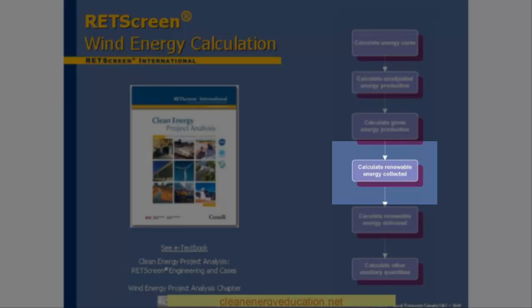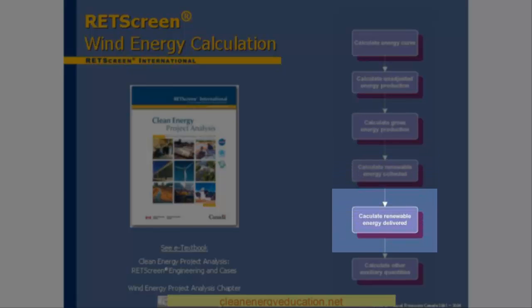Fourth, RETScreen revises the estimate of the gross energy production to account for losses due to the turbines being located in the wakes of other turbines, airfoil soiling, airfoil icing losses, and expected downtime. The result is an estimate of the energy collected by the turbines.